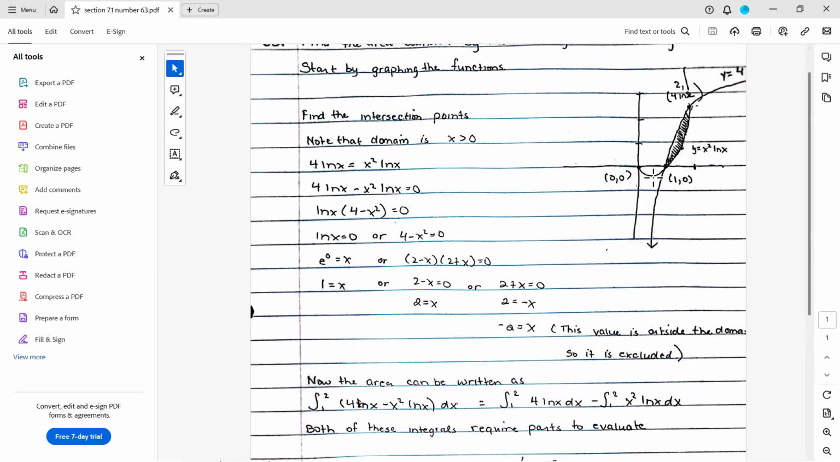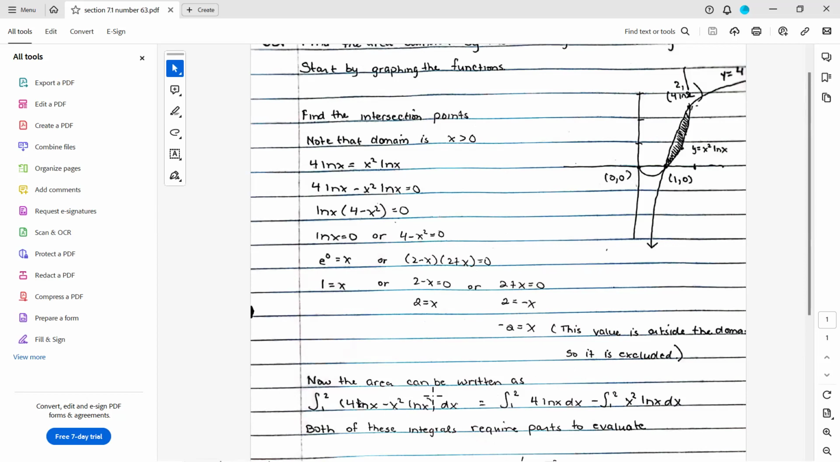4 natural log of x is always above x squared natural log of x in the interval from 1 to 2. So when I write my integral to evaluate the area, I'm going to say that it's the integral from 1 to 2 of 4 natural log of x minus x squared natural log of x dx.